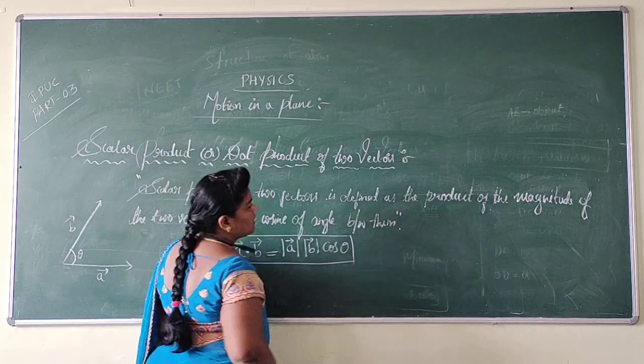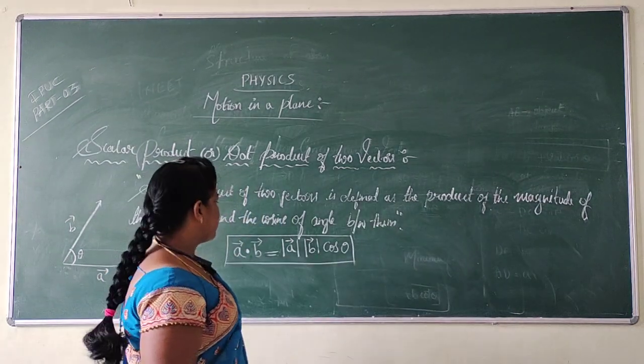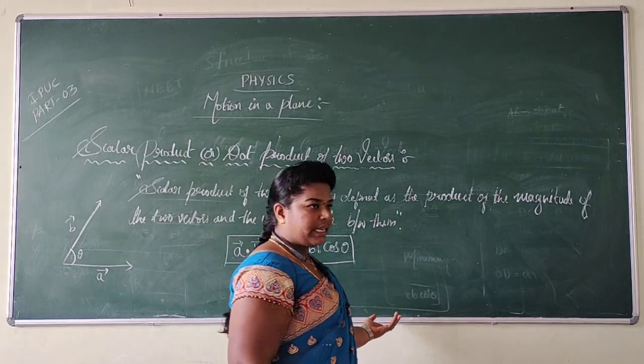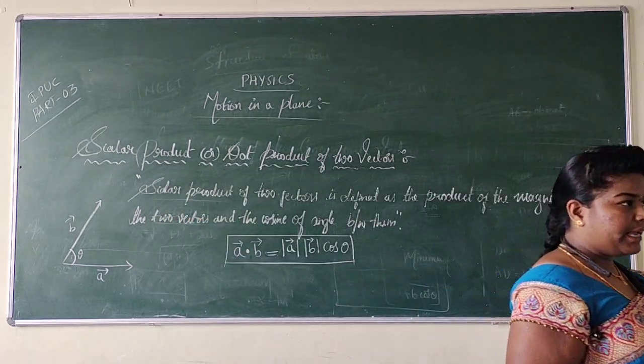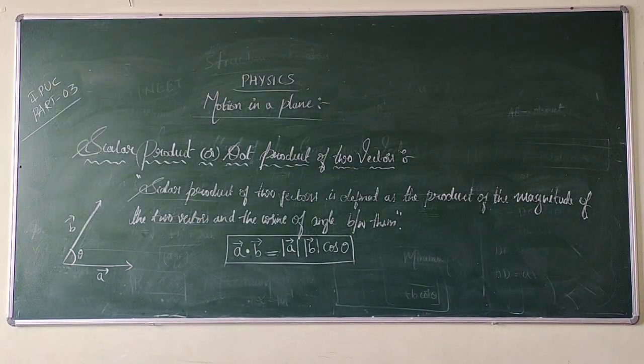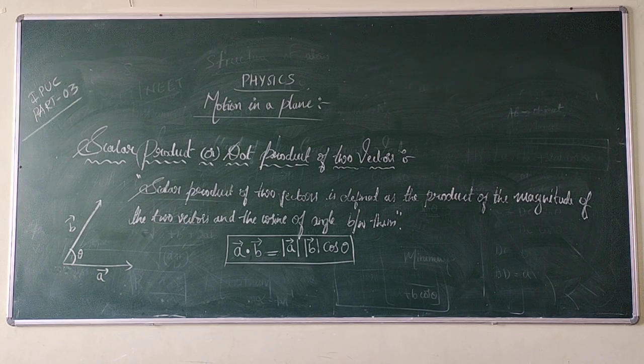Put it in a box. Vector A dot vector B is equal to magnitude of vector A into magnitude of vector B into cos theta. That is the product of the magnitudes of the two vectors and the cosine of the angle between them.